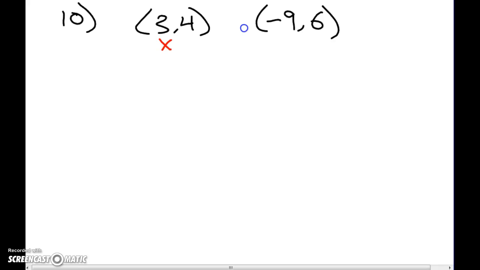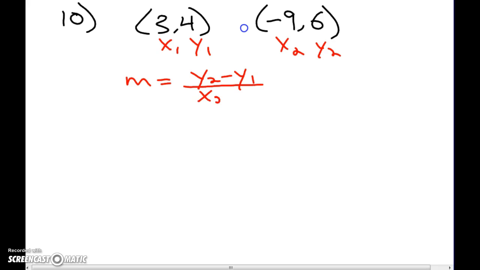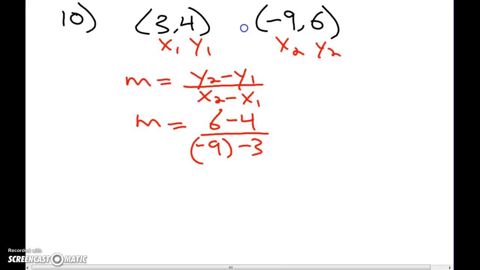If you need to label them off, then do that. X value, first ordered pair, y value, first ordered pair. Repeat the process over here. So slope is equal to subtracting the y's, subtracting the x's, just making sure I start with the second one. Slope is equal to, in this problem, 6 minus 4 over negative 9, I'm going to put that in parentheses, minus 3, equal to 6 minus 4 is 2, negative 9, take 3 more away, I'm at negative 12.